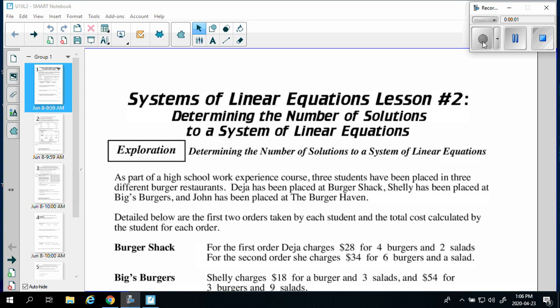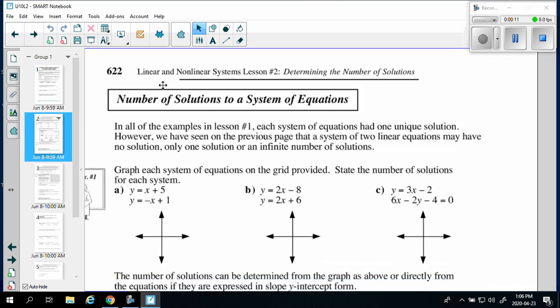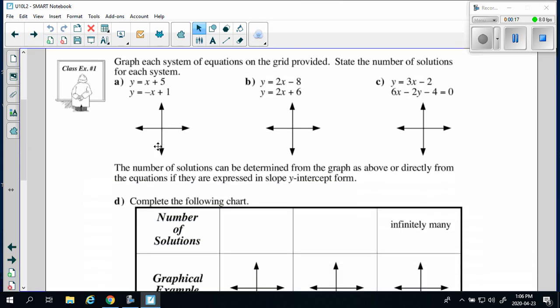Lesson 2 of systems. It's on page 621 in your workbooks. I'm going to skip the exploration for the interest of time and go straight to the next page on 622, which is determining the number of solutions in a system of equations. So here's an example where they're asking us to determine the solution or the number of solutions.